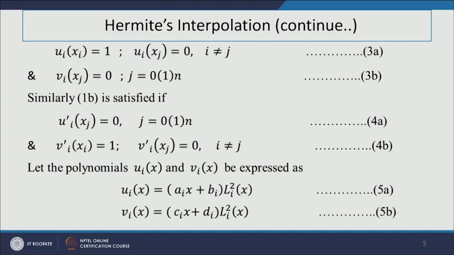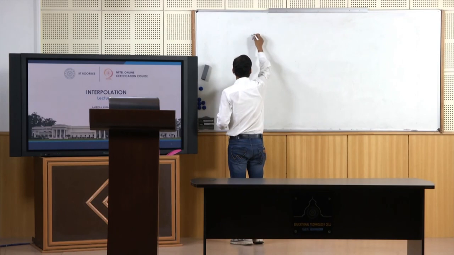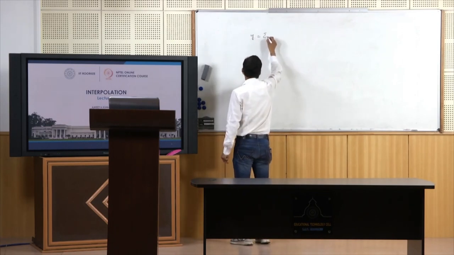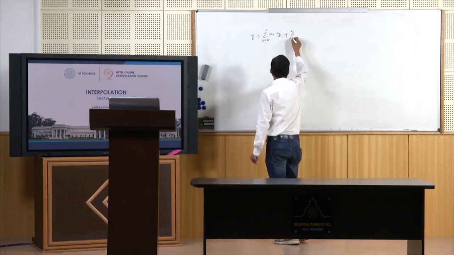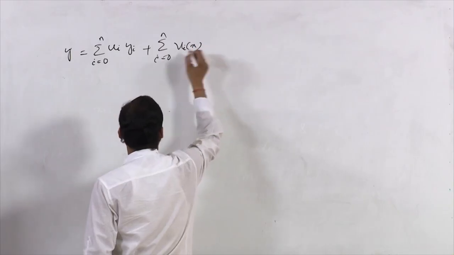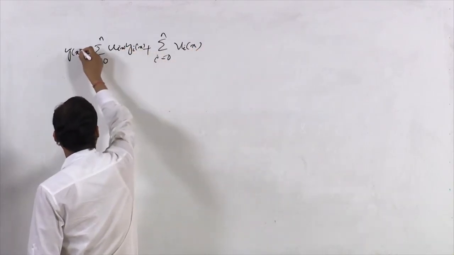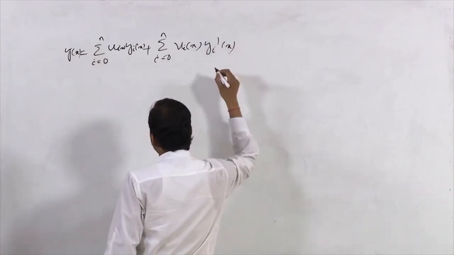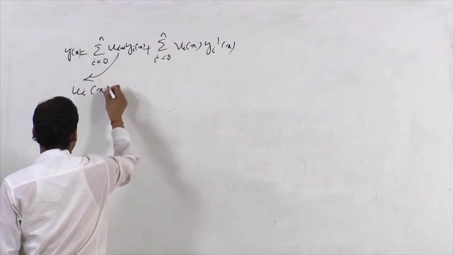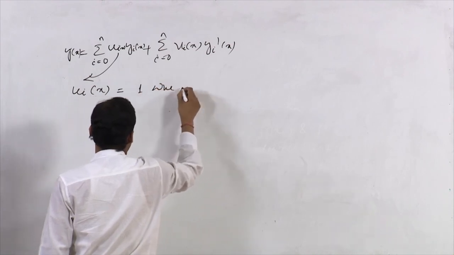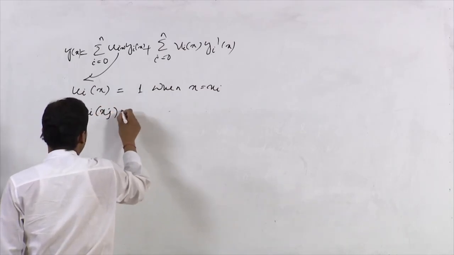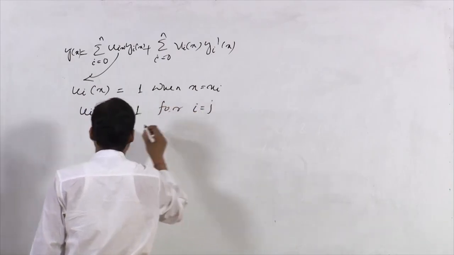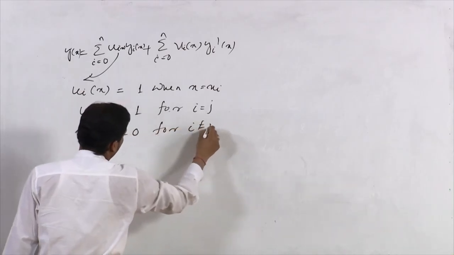Then, since we are associating this polynomial in a Lagrangian sense, we can consider y equals summation i equals 0 to n ui yi plus summation i equals 0 to n vi x yi dash, with ui x, vi x and yi dash x associated here. So, we can define ui of xj equals 1 for i equals j, and equals 0 for i not equal to j.